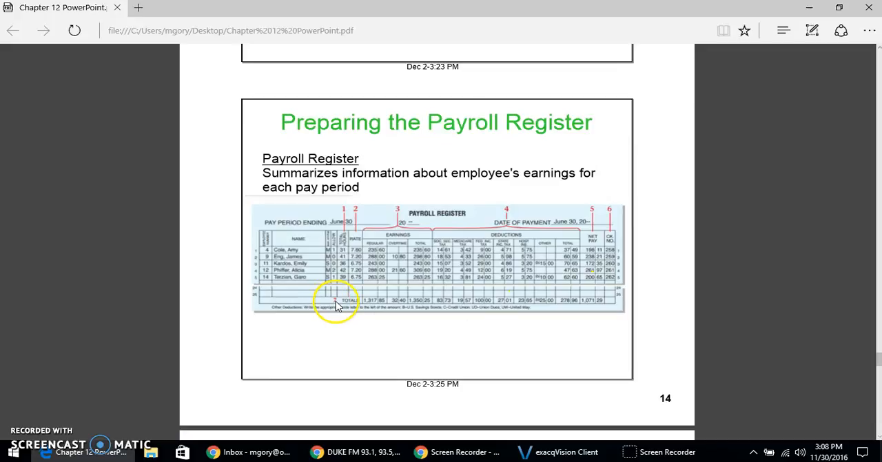The payroll register is then totaled on the very bottom right here so that we know as an organization or as a business how many hours were worked, how much earnings were earned, what the deductions were, and what the net pay was for that particular pay period.